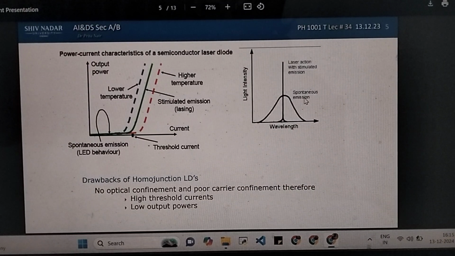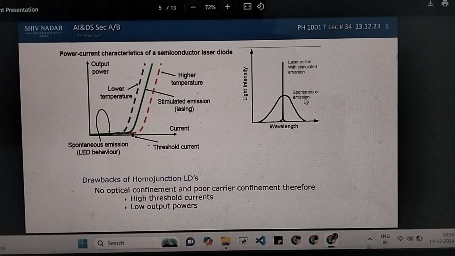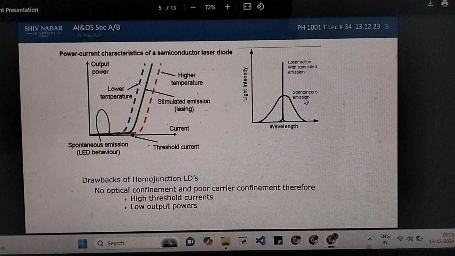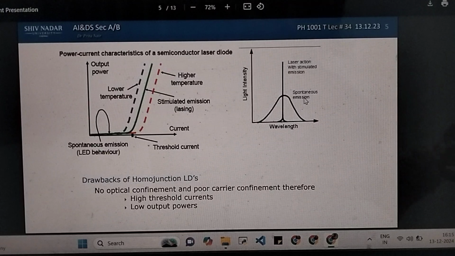Why does that happen? If your temperature is rising, it means more energy is being given. So intuitively it would seem like the threshold current should decrease, right? But here it says it increases. Why so? Because as your temperature rises, non-radiative recombination is going to increase.